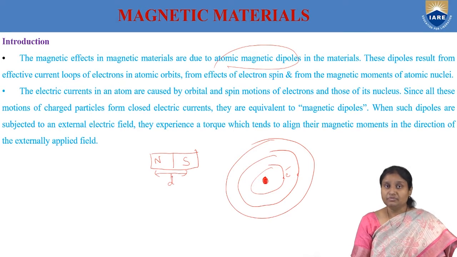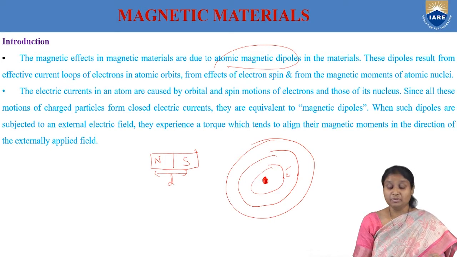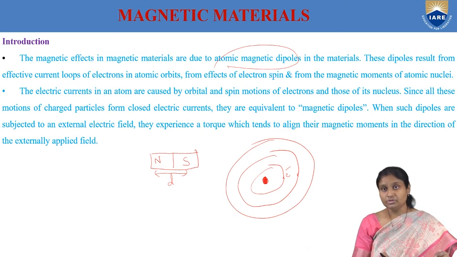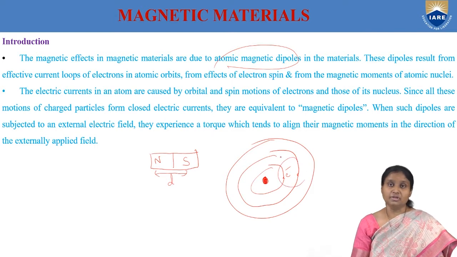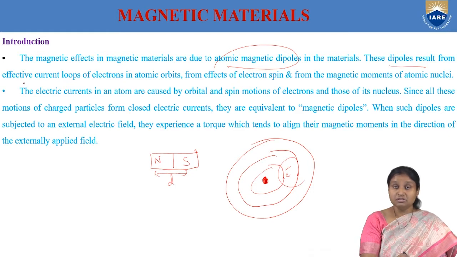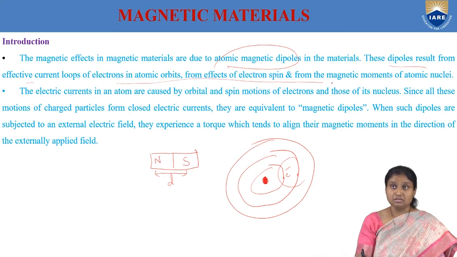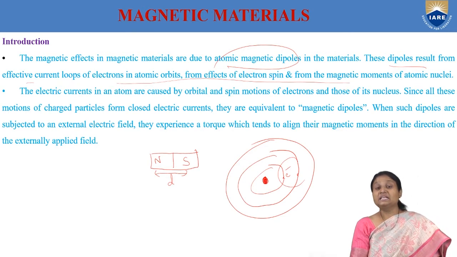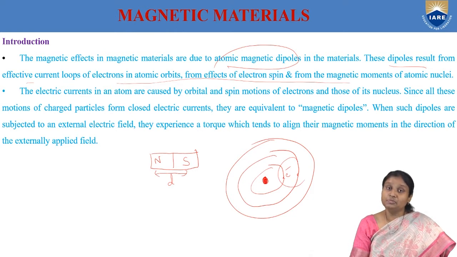This arrangement, where we have two different poles separated by a small distance, is called a magnetic dipole, and it applies when we talk about a bar magnet. But when we consider magnetism arising in each atom of a magnetic material, the role of electrons is very, very important. So we have to consider dipoles arising because of electrons moving in orbits and also because of their spin motion.